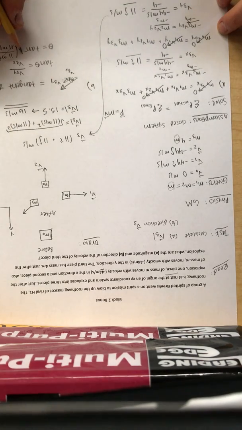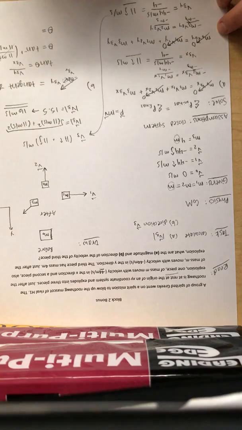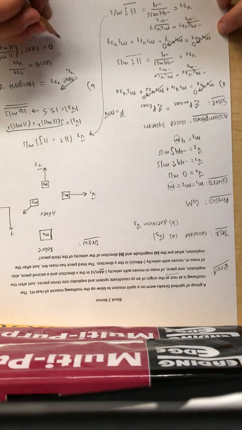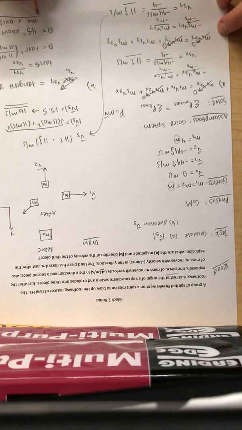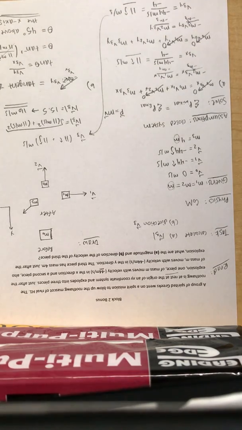And tangent inverse of 1 is going to equal theta. Tangent inverse of 1 is 45 degrees, and it's going to be above the x-axis. So this is our answer.